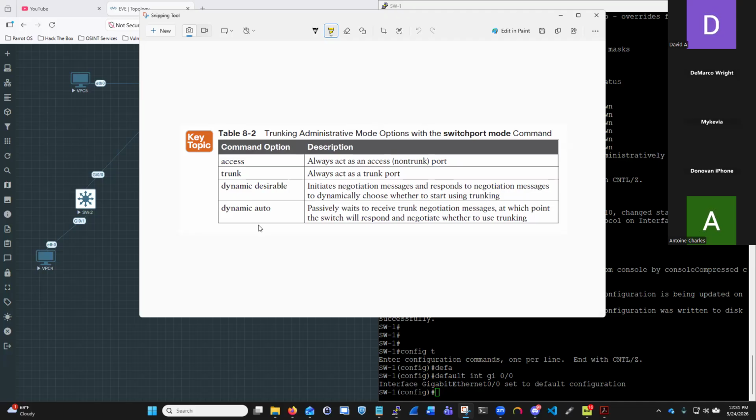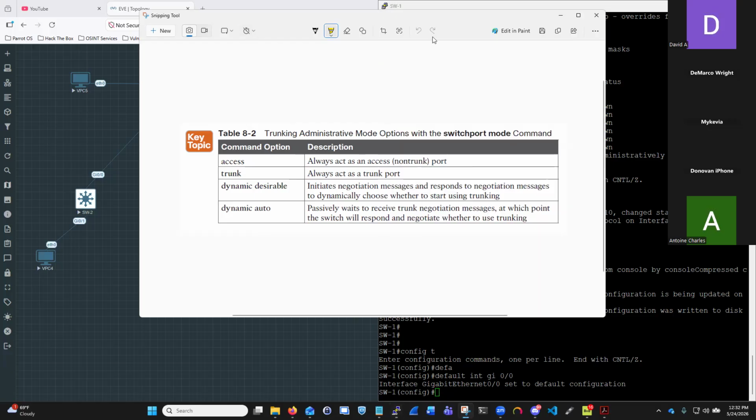On the contrary, dynamic auto passively waits to receive trunk negotiation messages, at which point the switch will respond and negotiate whether to use trunking. Okay. All right, let's test this out. Let's go ahead and get this configured.